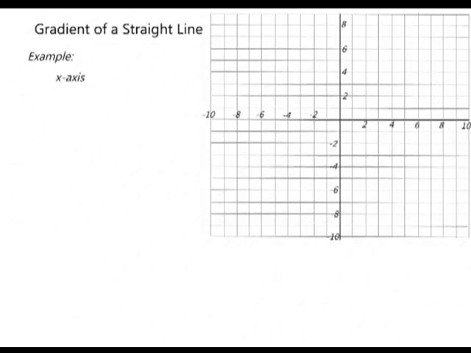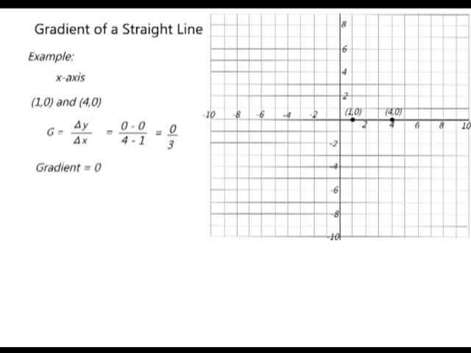Now let us find the gradient of the x-axis. We pick 2 points, say (1, 0) and (4, 0). Gradient is change in y over change in x. 0 minus 0 over 4 minus 1 gives us 0 over 3, which is equal to 0. The gradient of the x-axis is 0.